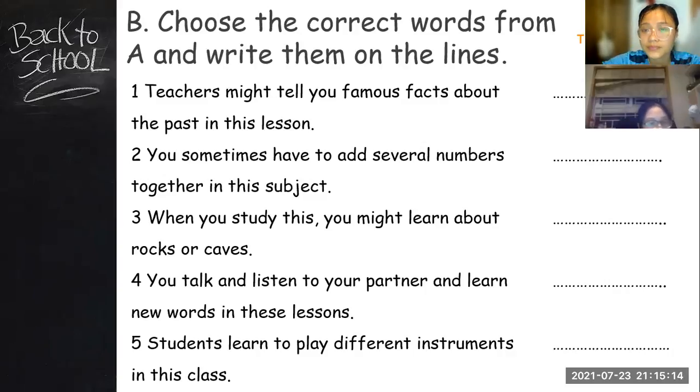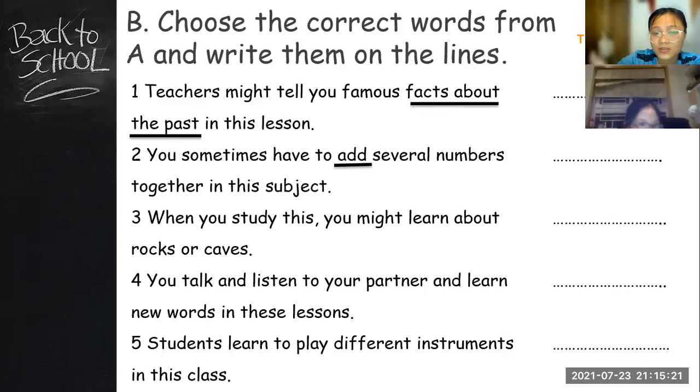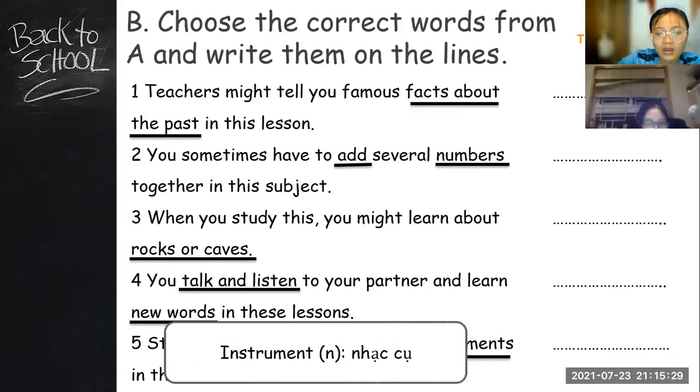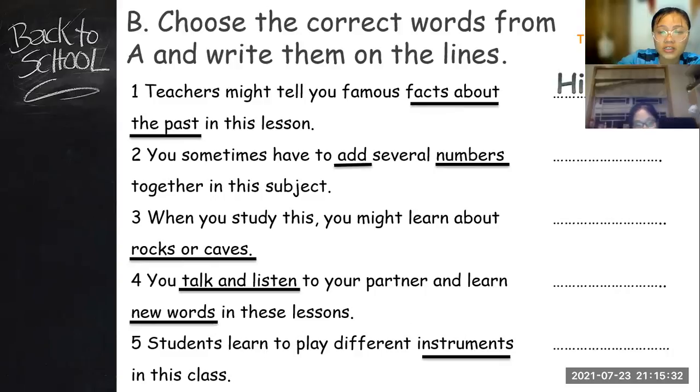History. Okay, it's history. Yeah, that's right. So you can see here there are some keywords in the sentence you can use, right? And the first one here is history. That's correct. Let's read number 2 and tell me. You sometimes have to add several numbers together in this subject. Math. It's math. Correct answer.